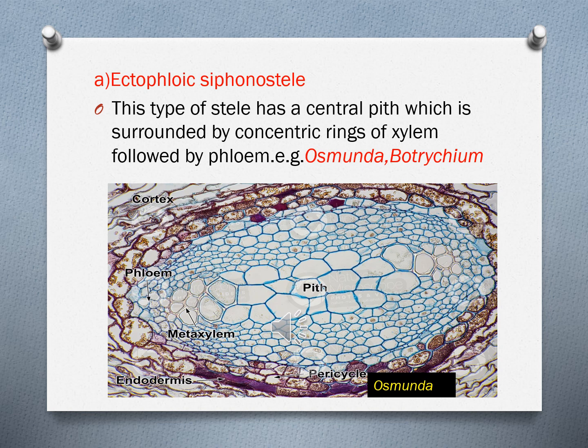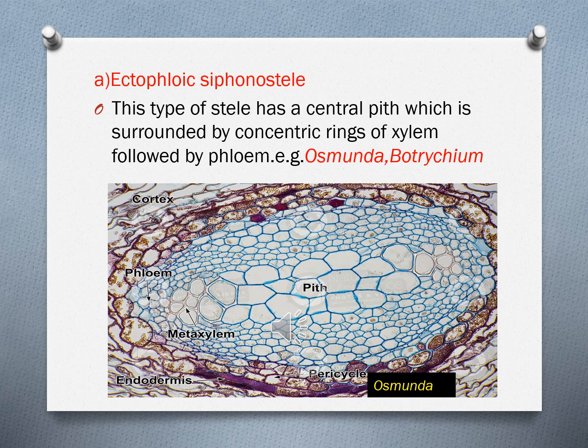Let's see what is an ectophloic siphonostele. In this picture of an Osmunda stem, you can see the central portion is made up of parenchymatous cells, and this central portion of parenchymatous cells is known as pith. It is surrounded by concentric rings of xylem, in turn followed by phloem.